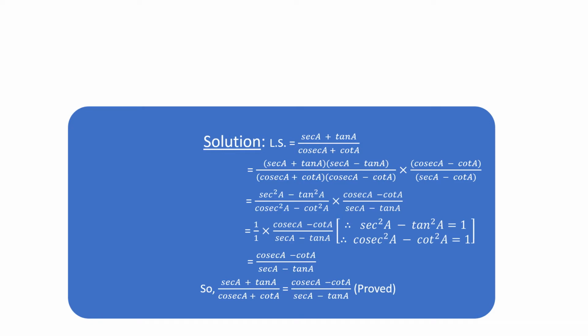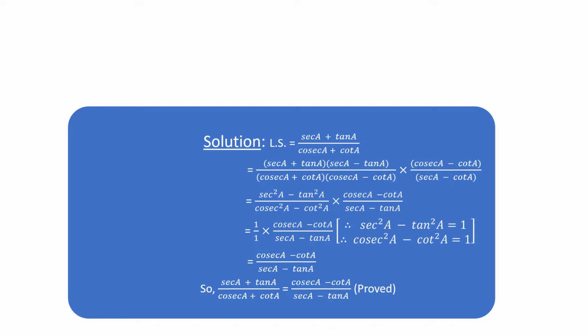At first, the numerator: the relation between sec A and tan A. We know sec² A − tan² A = 1. Then sec A + tan A, which makes sec² A − tan² A, we multiply by (sec A − tan A). And the denominator, cosec A + cot A: the relation between cosec² A − cot² A. Then we multiply the denominator by (cosec A − cot A).